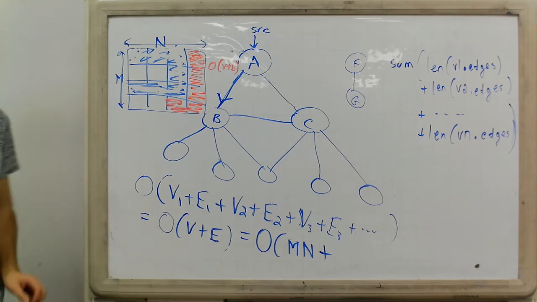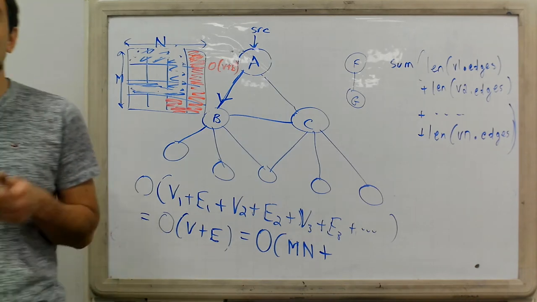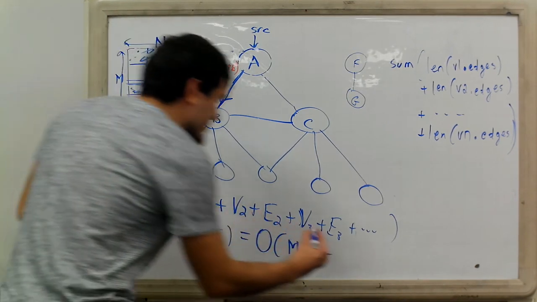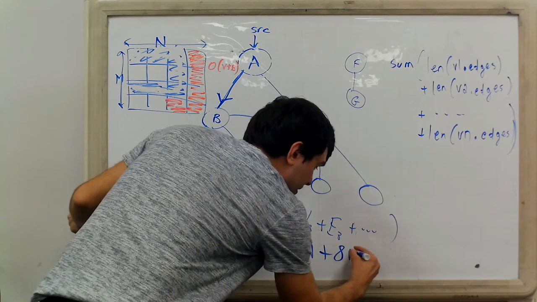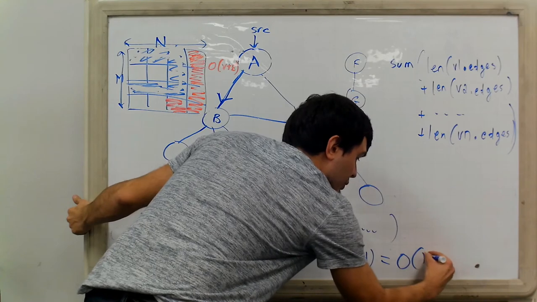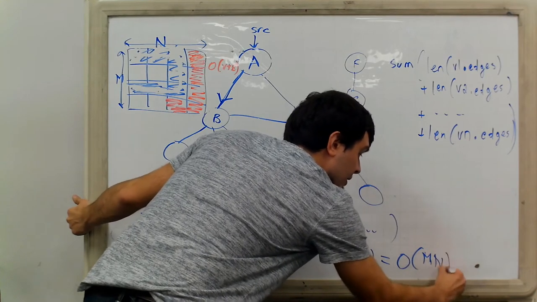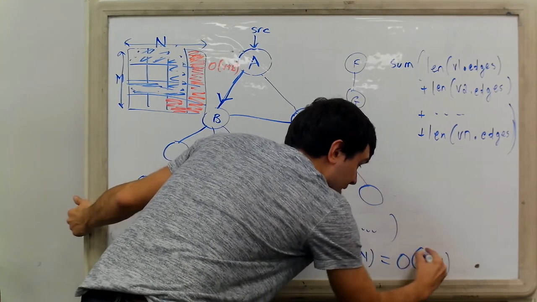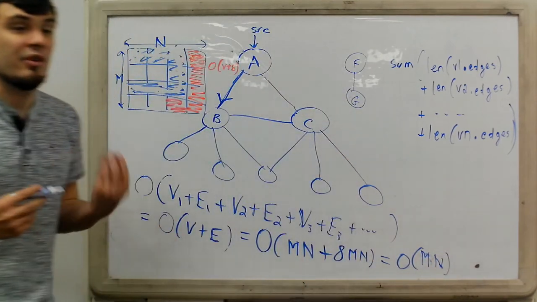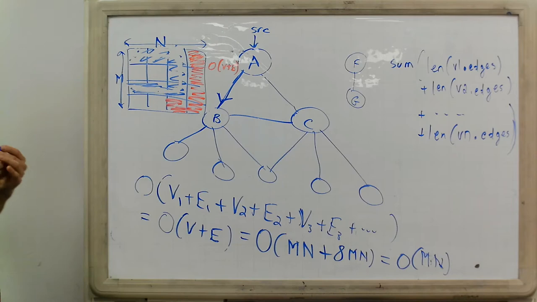Well, it may have fewer, depending on which pixels are actually connected, but at most, every pixel can be connected to its 8 neighbors. So at most it's 8mn, which basically means overall, the algorithm is order m times n. Which is great, because m times n is the number of pixels in the image. So this scales linearly with the number of pixels in the image.